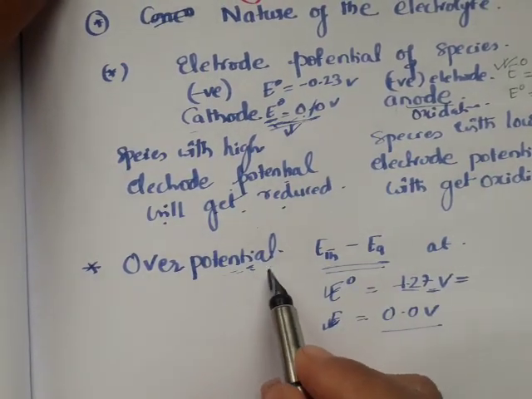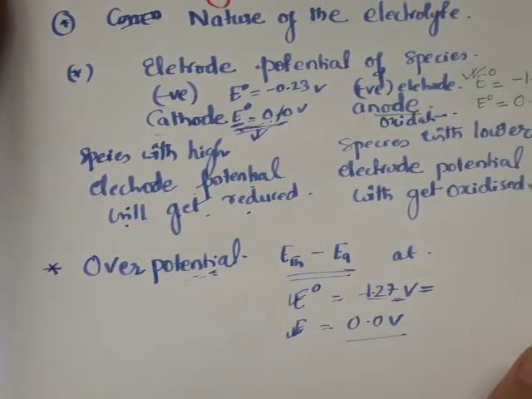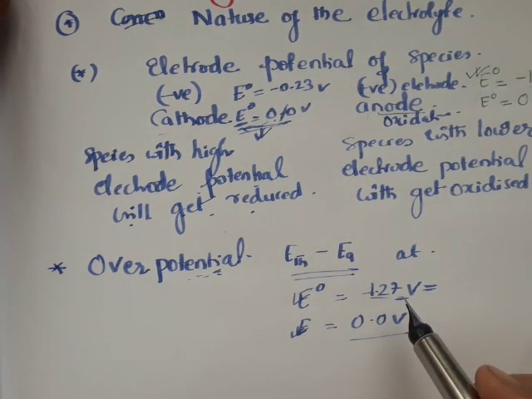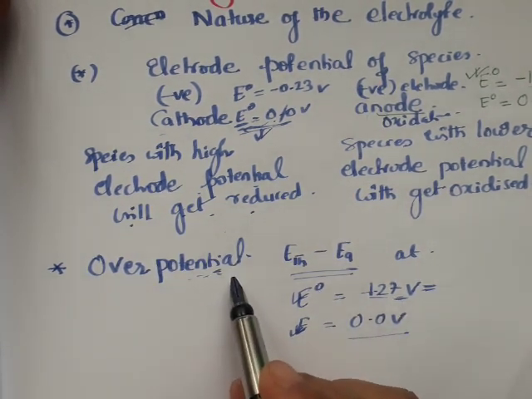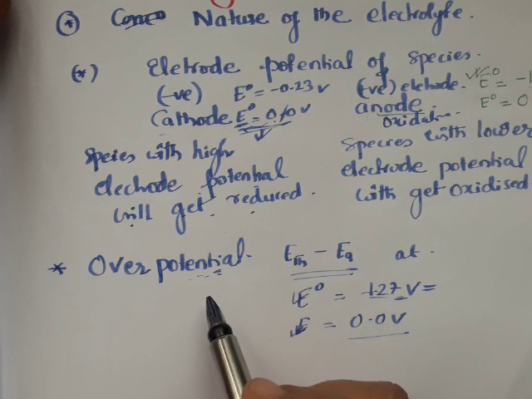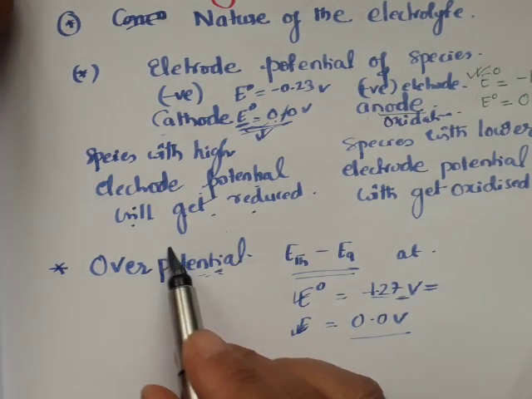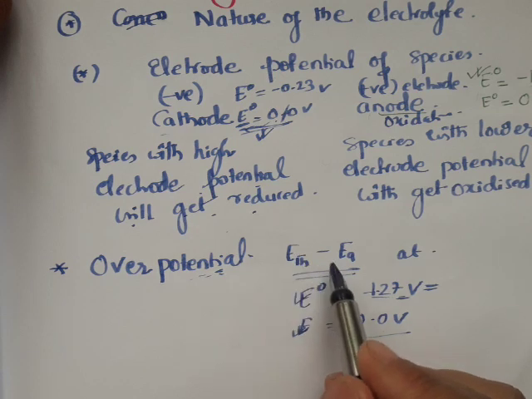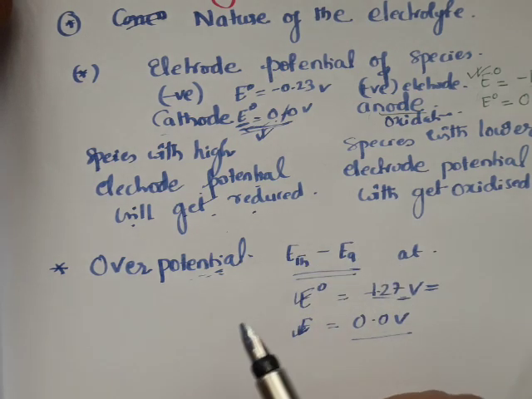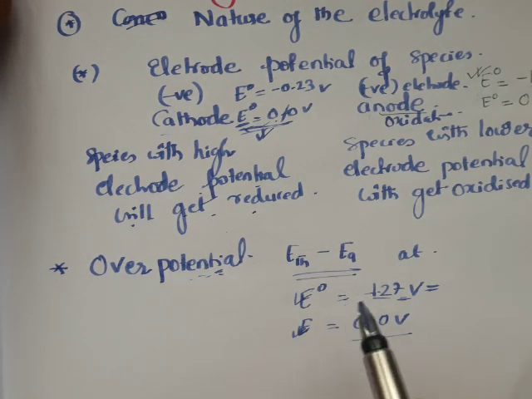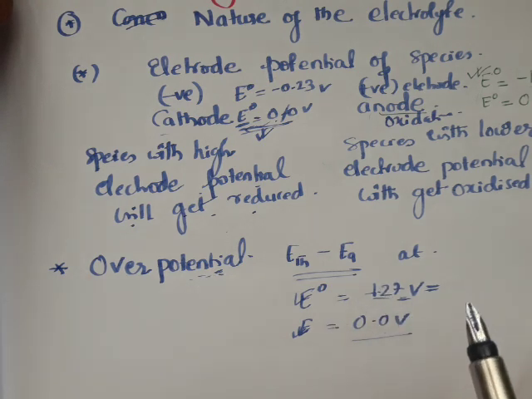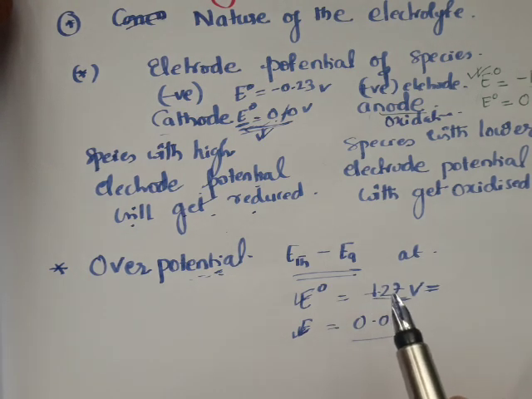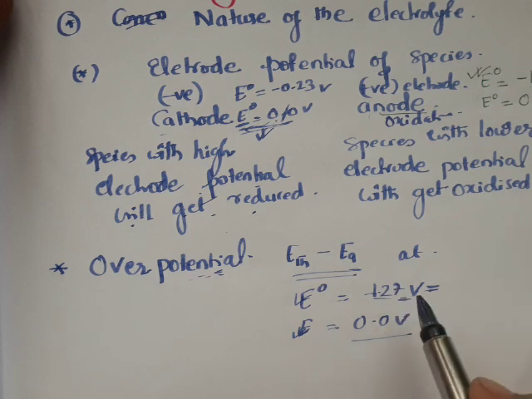Now next is the overpotential. Some reactions are theoretically feasible, but because of overpotential, such reactions will not occur. Now what is this overpotential? It is the difference between the theoretical cell potential and the actual cell potential. So the potential required for the reaction to occur will actually be more than the theoretical value.